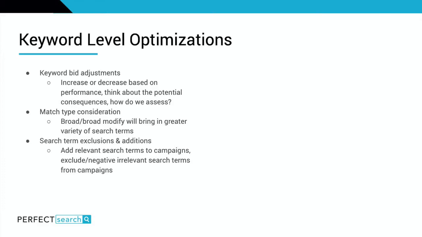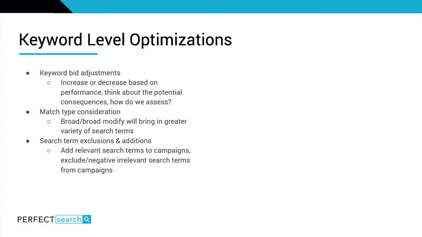So broad match and broad match modified bring in a big variety of search terms, which can be good or bad. Sometimes it'll bring in search terms that you haven't thought about yet and you don't have in your account and that perform well. And that's great. You want to go through your search terms report and you want to add those search terms as keywords.